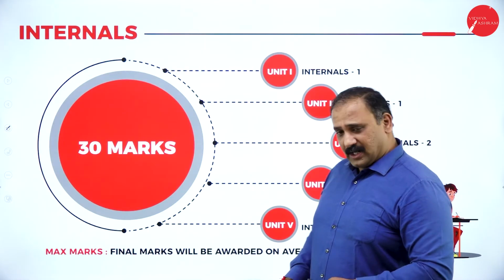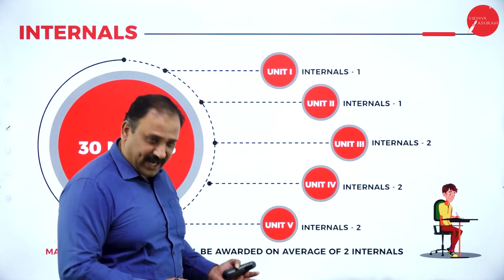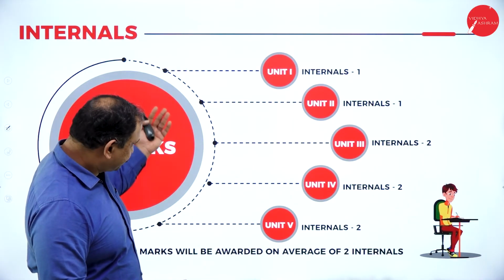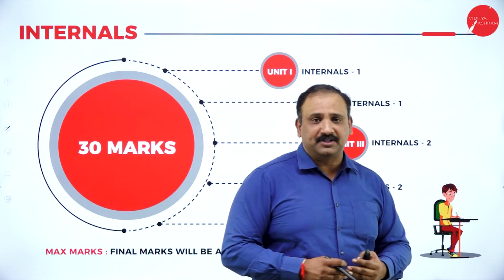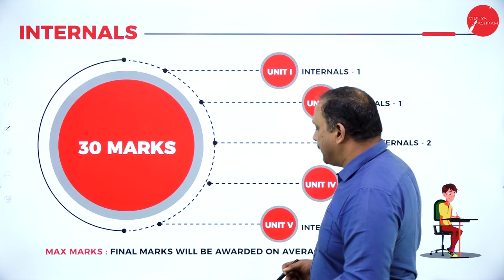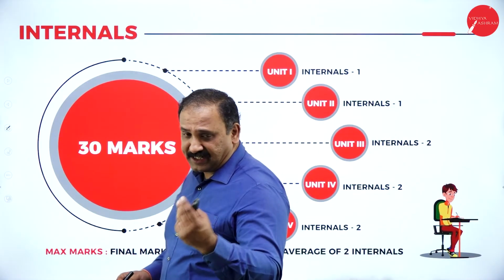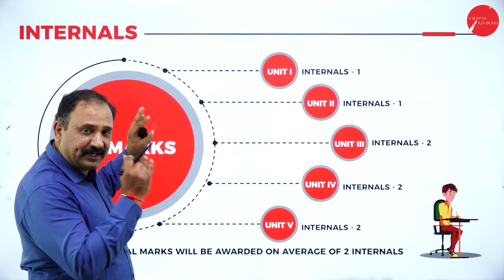Now, moving further, the most interesting and obvious question that anybody would like to ask me today is about the internals. So we have the internals for 30 marks. Units 1 and 2 come for the first internals, units 3 and 4, and of course 5 will also come in for the second internals altogether. So that's where we are going to look into it. 2 internals, 30 marks each.